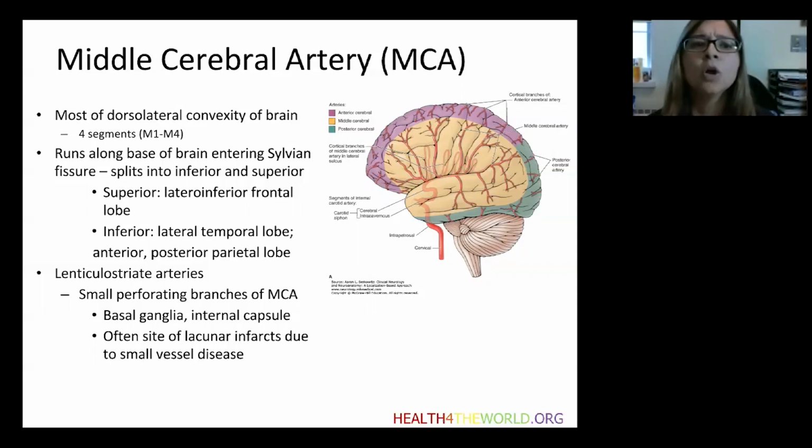So the MCA runs along the base of the brain and then enters the sylvian or lateral fissure, where it splits into inferior and superior segments. The superior segment provides blood supply to the latero-inferior frontal lobes, and the inferior segment provides blood supply to the lateral temporal lobe and the anterior and posterior parietal lobes. There are also smaller perforating arteries, the lenticulostriate arteries of the MCA, that provide blood supply to the subcortical structures, and we'll see this in the next few images.